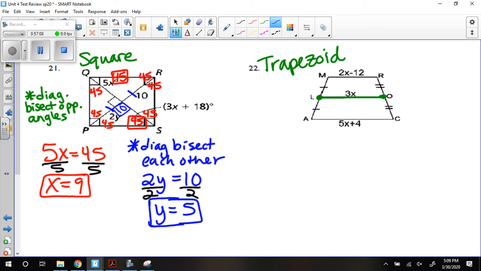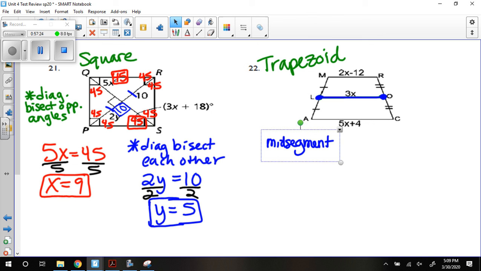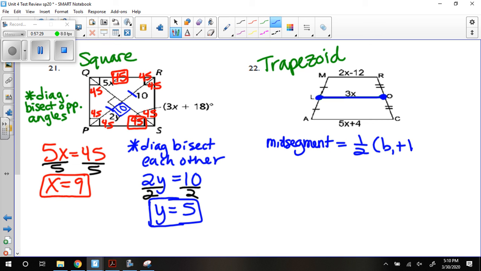Okay, so here, I'm going to highlight it in blue, midpoint to midpoint, and I'm going to write my formula out. Okay, it was the mid-segment. I'm going to write it below the figure, I think. The mid-segment equals 1/2 of base 1 plus base 2. So we can say this is base 1, and this is base 2, and then we just plug in. So our mid-segment is 3x. 1/2 base 1 is 2x minus 12 plus base 2, which is 5x plus 4.